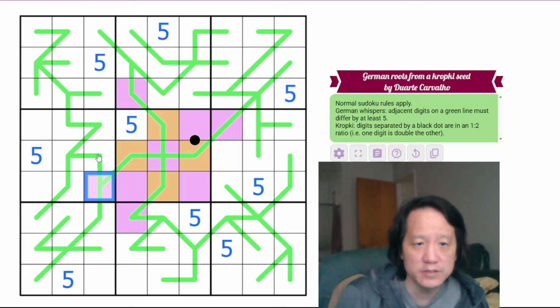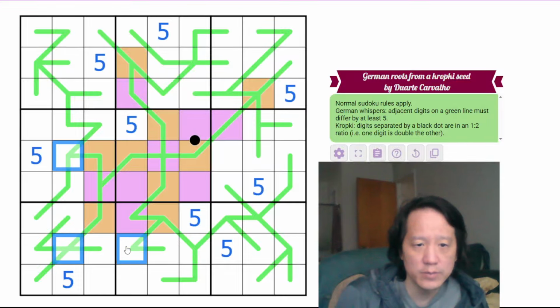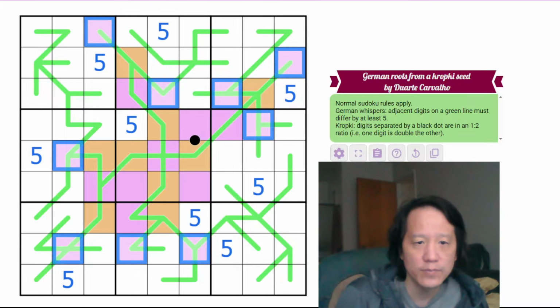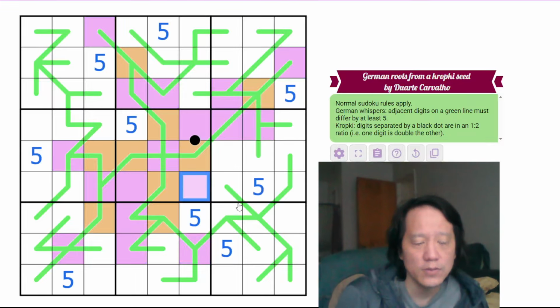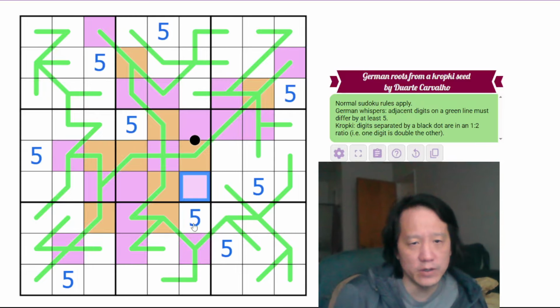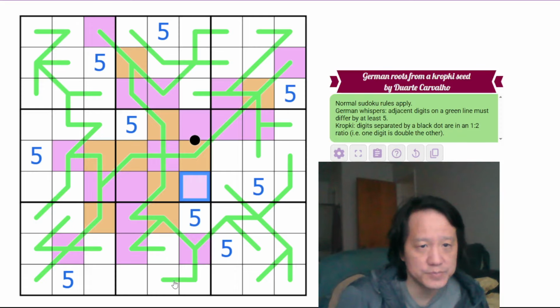Next to these pink cells have to be orange cells. So this is orange, orange, orange, orange. Next to the orange cells must be pink. So this is pink, pink, pink, pink, pink, pink, pink, pink, and pink. Next to the pink cells have to be orange. So this is orange, orange, orange.